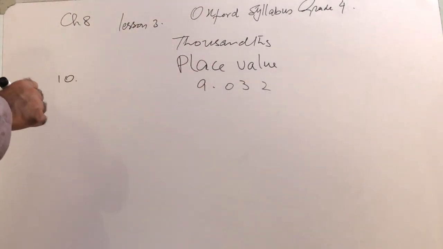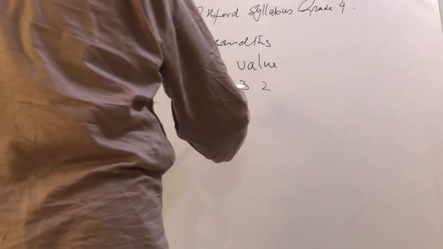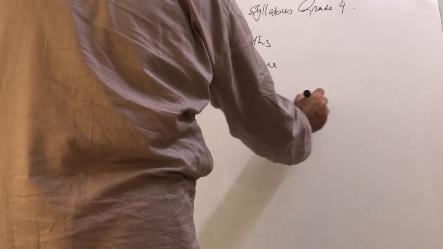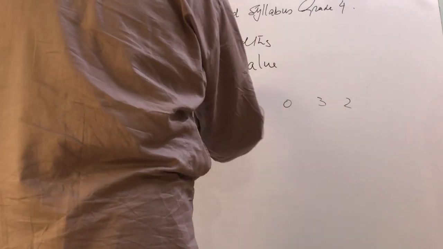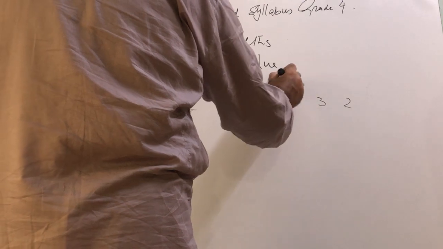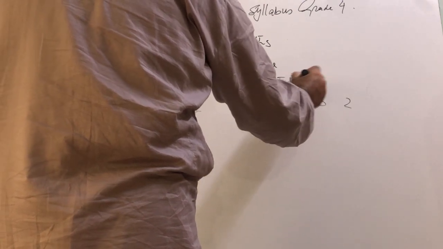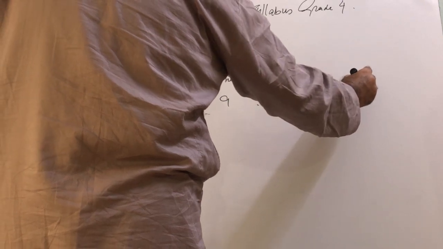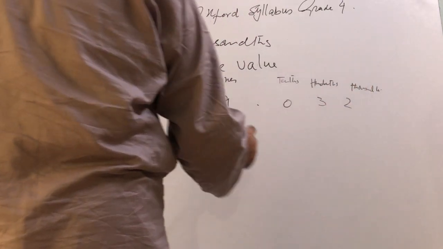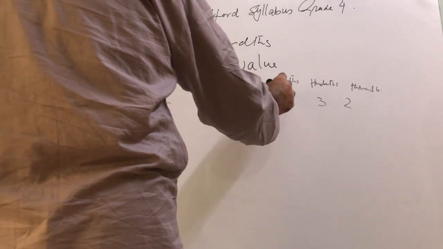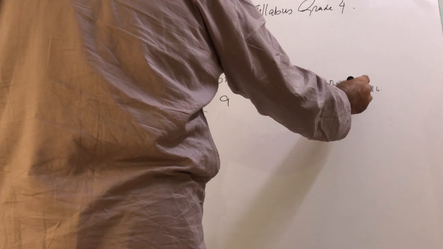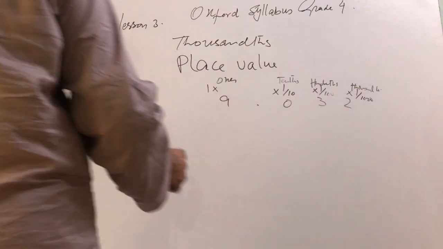This is the number, so we can write it like this: 9.032. This is ones, this is again tens, hundreds, thousands. Okay, multiply it with 1, this with 1 over 10, this with 1 over 100, this with 1 over 1000 to know their place values.